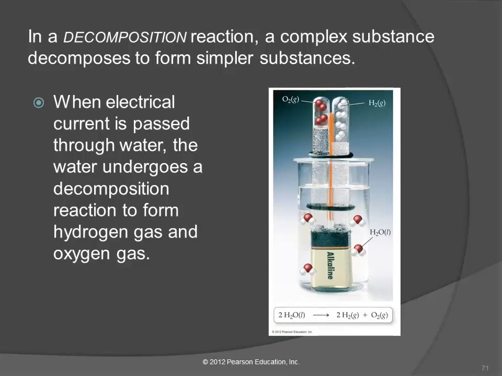And so the general form for this is AB making A plus B, one reactant making more than one product. So you recognize combination because it has one product. Decomposition you recognize because it has one reactant and it's coming apart.